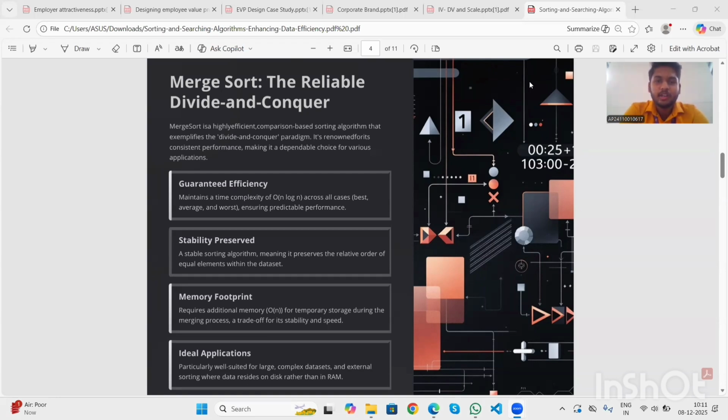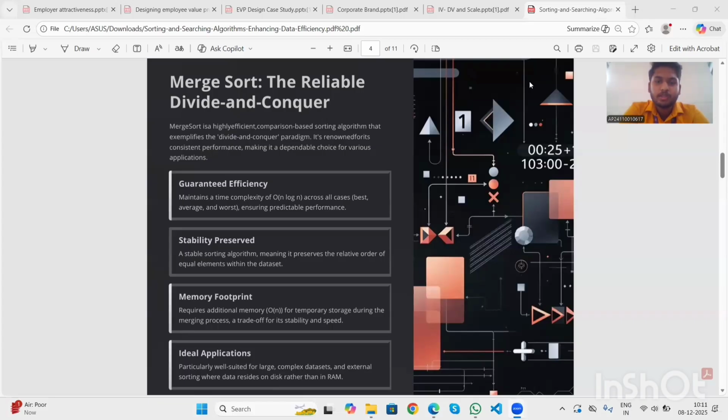Now let's move on to merge sort. Merge sort is a reliable and efficient sorting algorithm that follows the divide and conquer method. It means it takes a big list of items, breaks them into smaller parts, sorts the smaller parts, and then puts them back together in the correct order. Because it always follows the same structured process, merge sort gives a consistent speed of O(n log n) in the best, average, and worst cases.